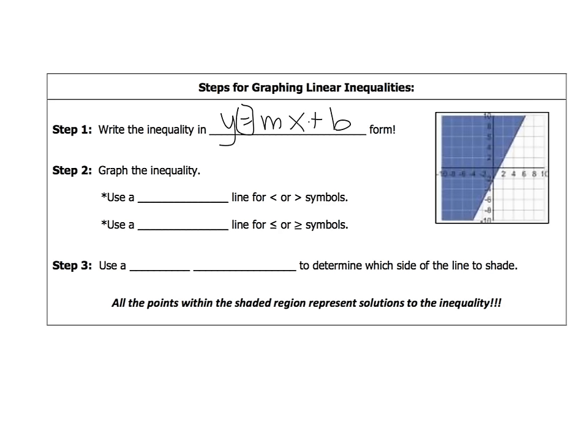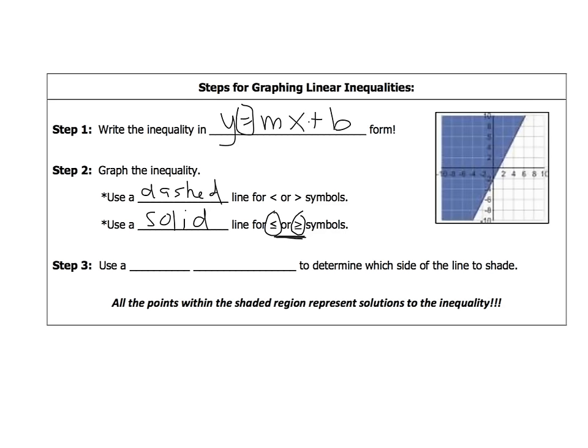If you've got a less than or greater than symbol, you are going to use a dashed line. And then if you have less than or equal to or greater than or equal to symbols, you need to use a solid line. One way to remember that is if you look at these two symbols, they've got a solid line underneath them. It's just a trick to help you remember that.